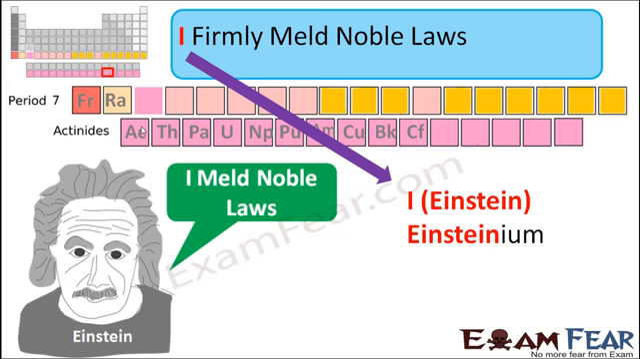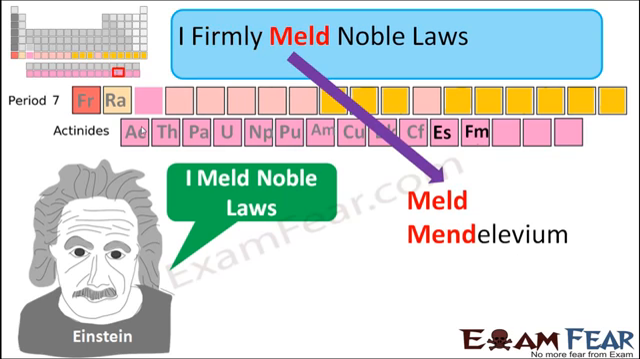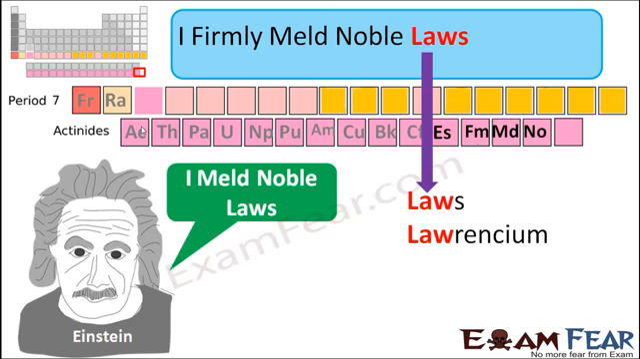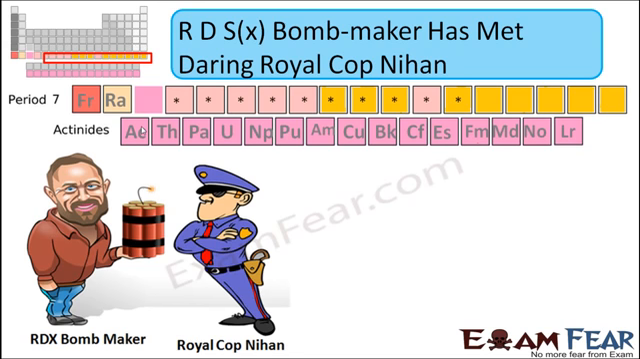So the element name is Einsteinium with symbol Es. Firmly is for fermium. Meld is for mendelevium. Noble is for nobelium, and laws is for lawrencium. So our memory tip would be: I firmly meld noble laws. Now let's move on to the remaining elements of period 7.